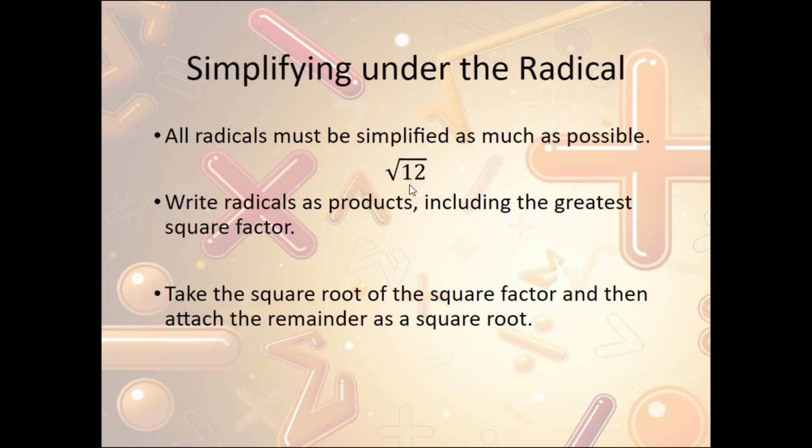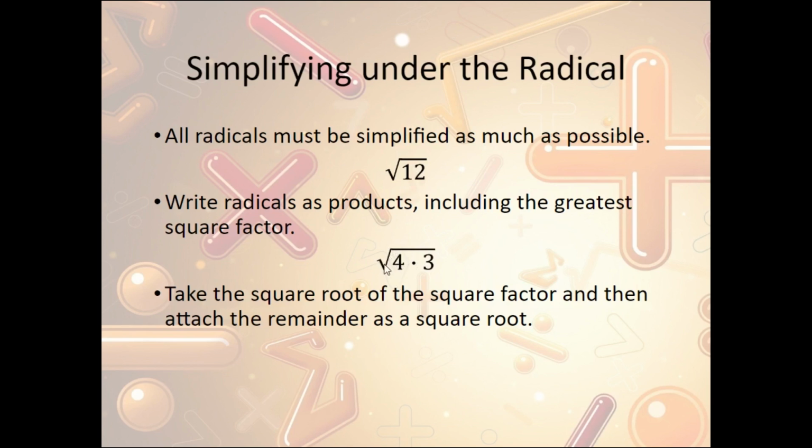So for instance, we think about the factors of 12, and we recognize that the factors are 1, 2, 3, 4, 6, and 12. And we want to pick out which ones are perfect squares. Well, we know that 1 and 4 are perfect squares, but we only want the biggest one, so 4 is the biggest perfect square. So that's really 4 times 3.